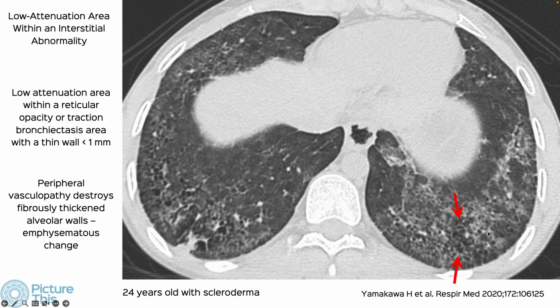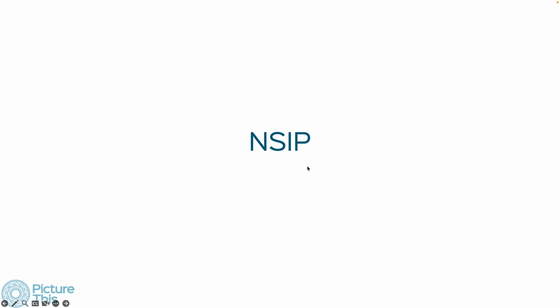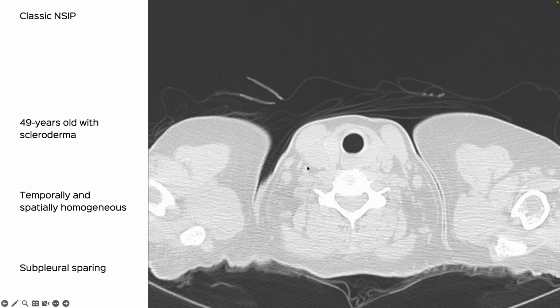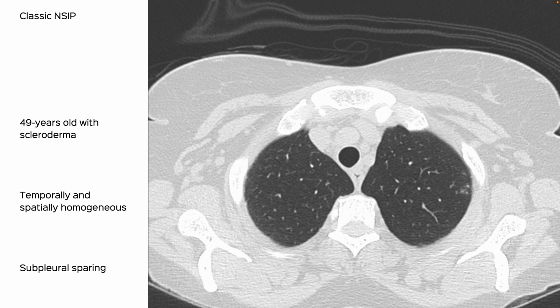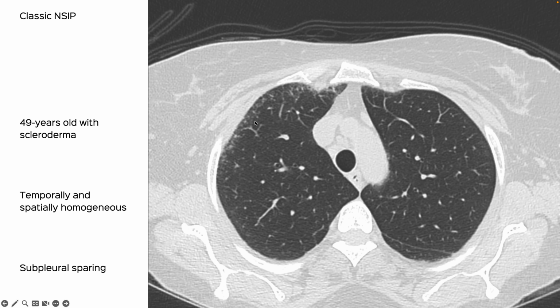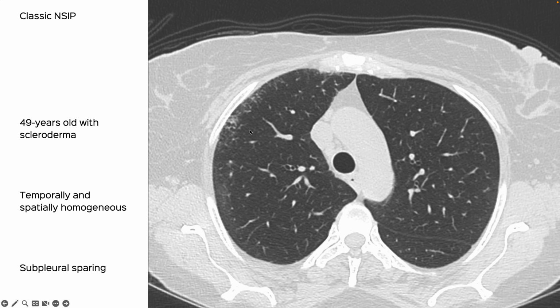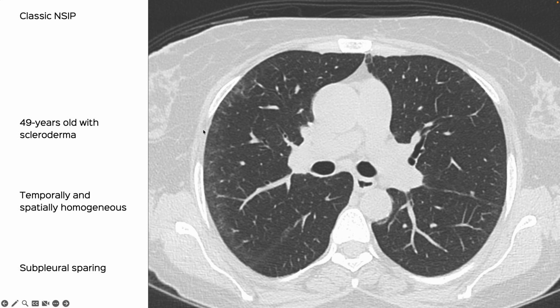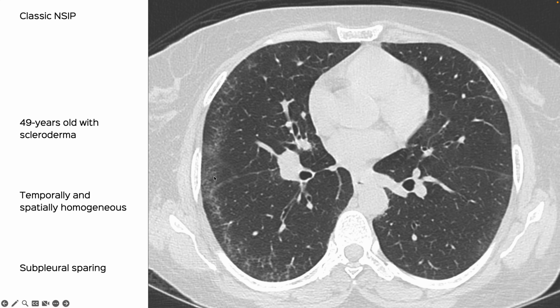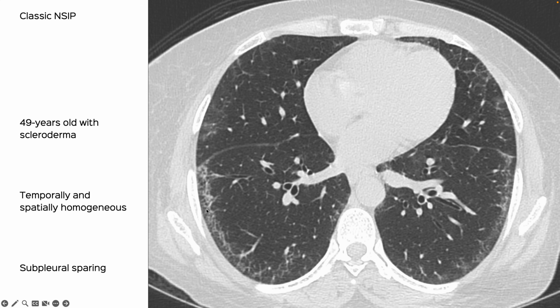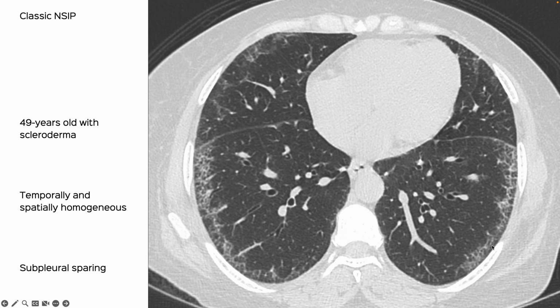Now, this patient has a fibrotic NSIP pattern. It's not UIP. There is subpleural sparing, and I'll come to that in a minute. And then here we see these low attenuation areas, which are again because of the peripheral vasculopathy and lung destruction. So then that brings us to the NSIP pattern. Here is this patient, 49-year-old with scleroderma. We start seeing these reticular opacities with subpleural sparing, peripheral, little bit of associated ground glass, subtle traction bronchiectasis at the periphery. You see the subpleural sparing here.